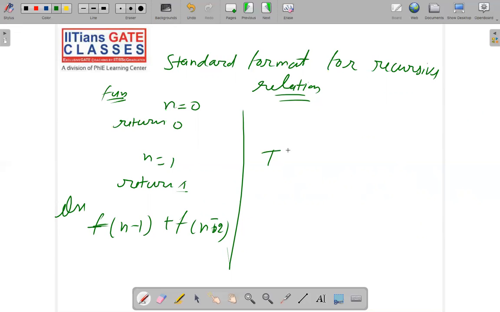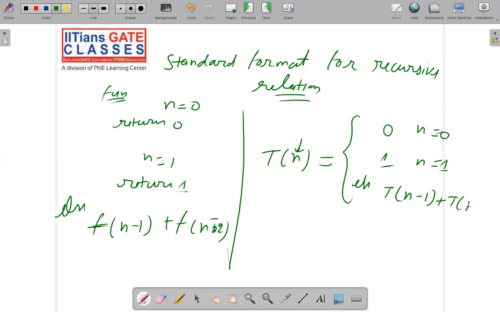So we can convert this into T(n) equal to, where n is the input, like here the Fibonacci number, and you can return 0 if n equal to 0, you can return 1 if n equal to 1, else you can say T(n minus 1) plus T(n minus 2). Okay, you can write this function in the standard format. And using substitution method also, we will try to calculate the time for this one. And we will first take an easier example, then we will move on to this example. Okay, so that's it for today. Thank you all for joining.